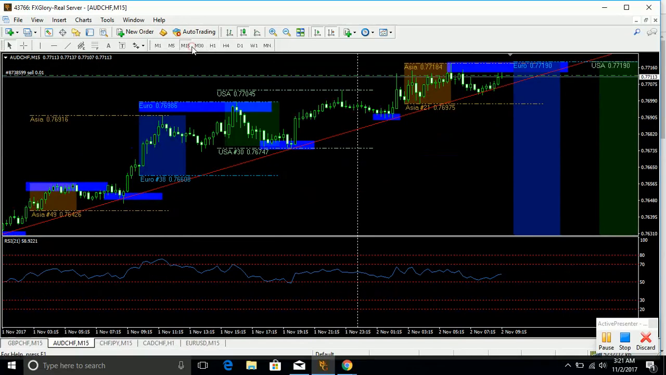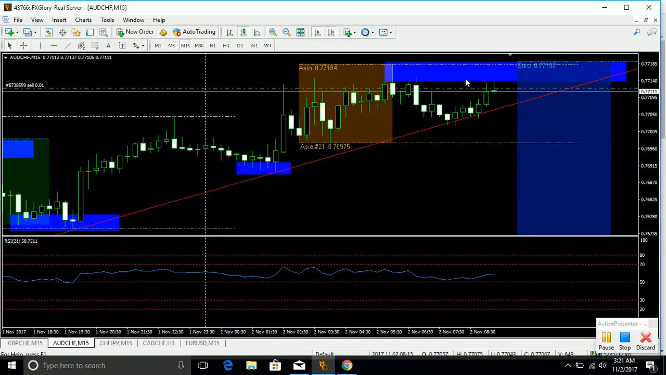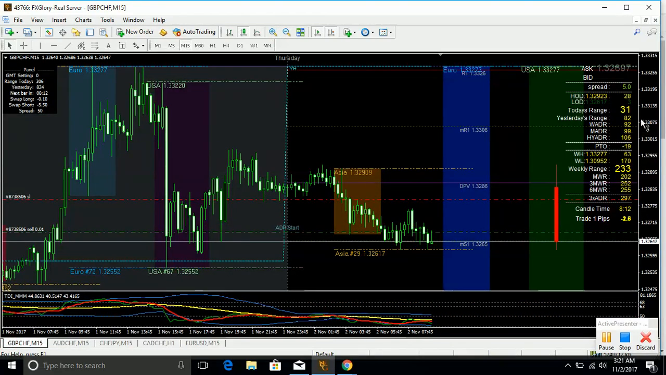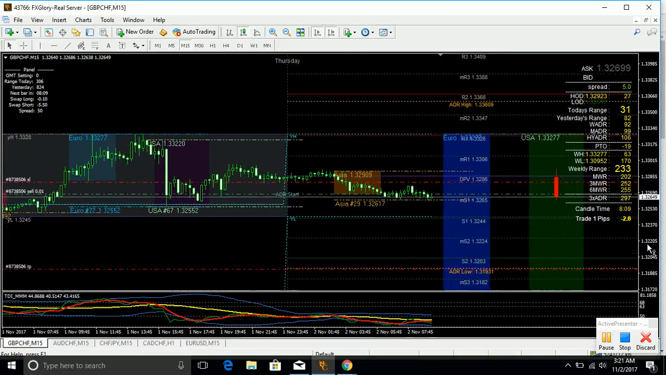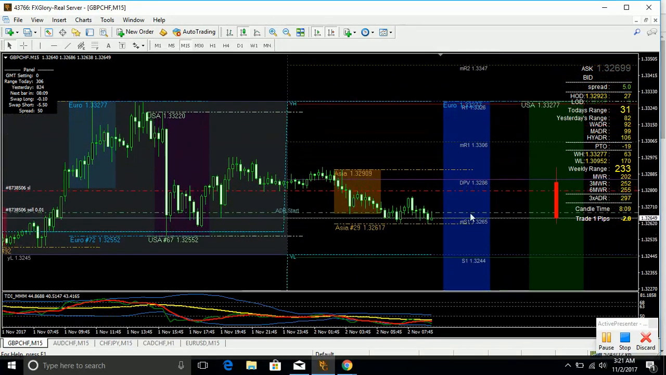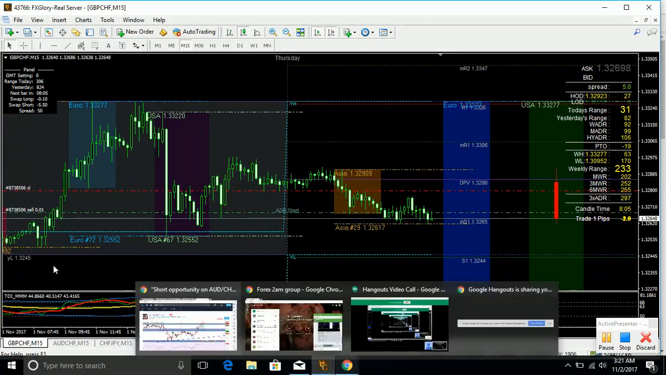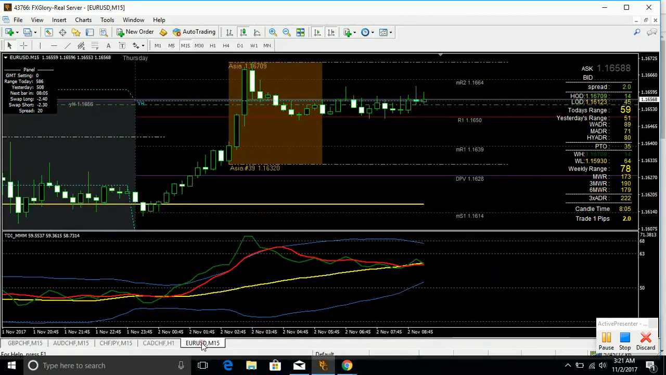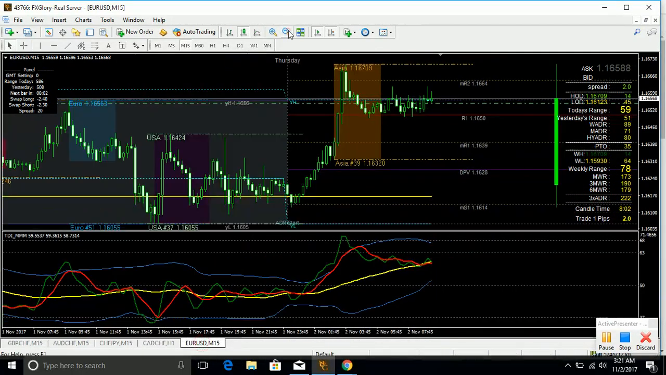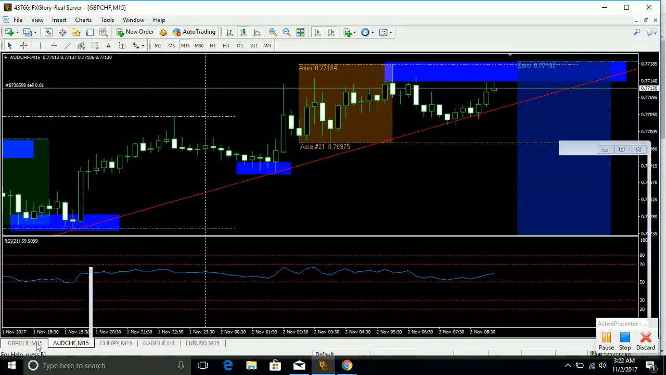Alright, so we'll go ahead and let these trades play. Here's the Aussie CHF, I'm sorry. Here's the pound CHF. Again, on the pound CHF, we already know where we're headed. We're headed to the downside. The Euro USD really made a good move up, but it's not done. Definitely not done making its move.